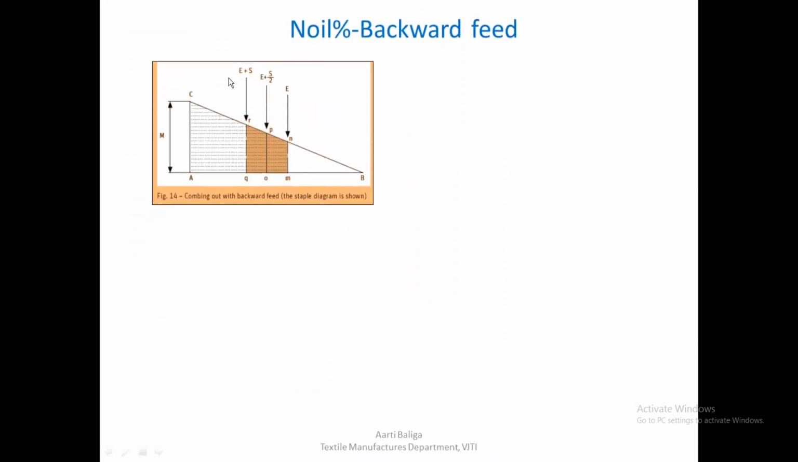So let us analyze this a little bit further. The same diagram has been represented here, where E is shown and E plus S. We are not sure whether the shaded portion shown here, the fibers in this region, will go in sliver or whether they will go in Noil. So the various lengths are labeled in the diagram. It has been labeled, the entire thing.